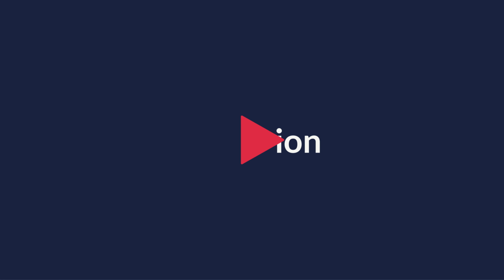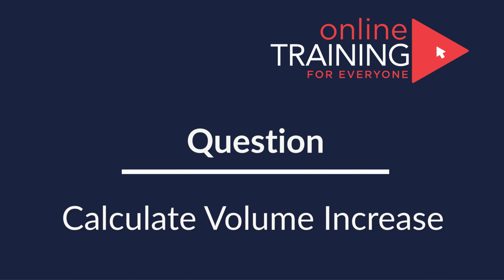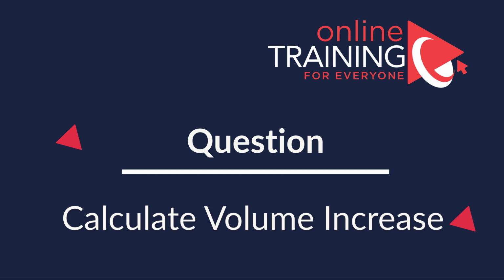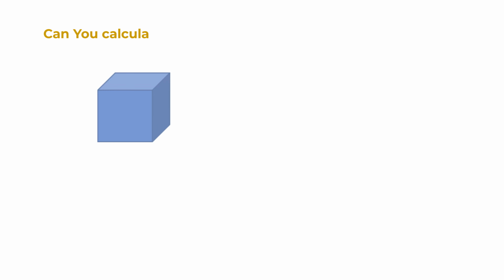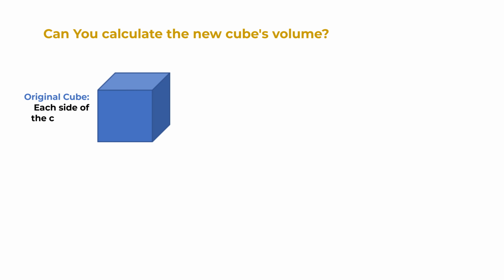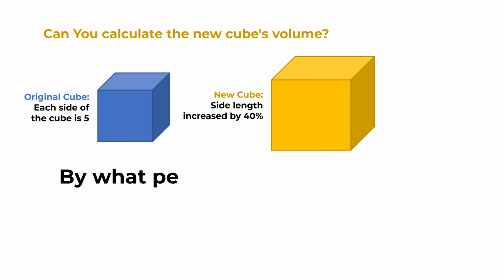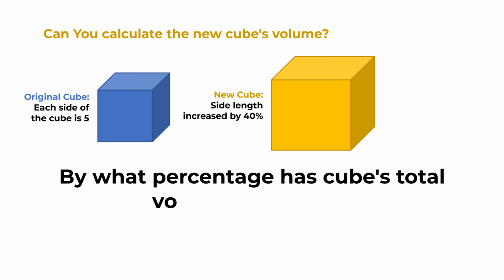Here is a very interesting question we frequently see on the test. A 5 by 5 by 5 cube has its side's length increased by 40%. As a result of these changes, by what percentage has cube's total volume increased? You're presented with 4 different choices.